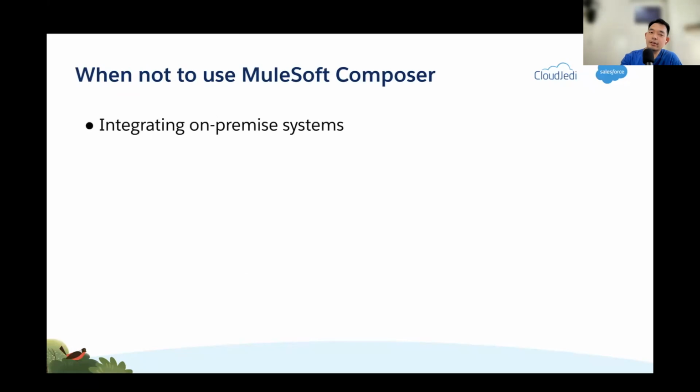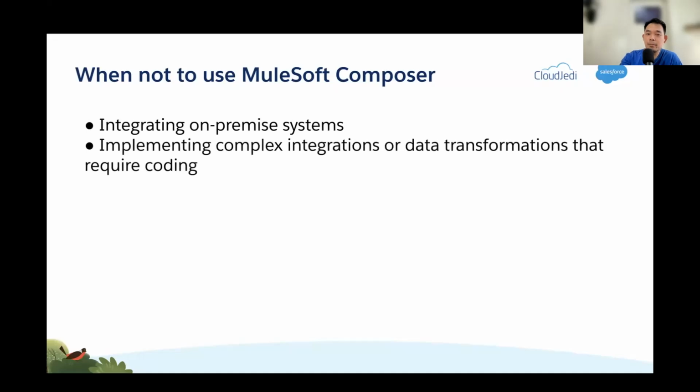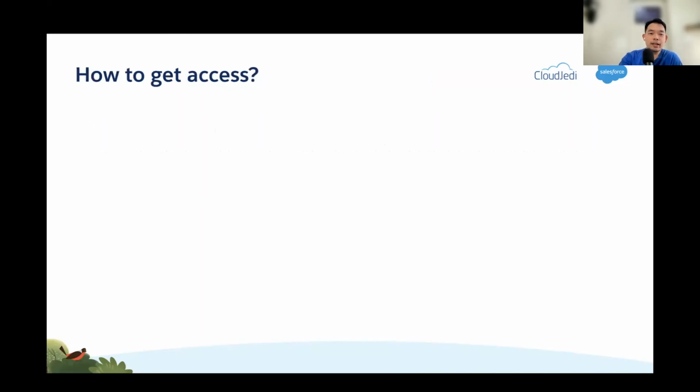Whenever you need to integrate with on-premise systems, it's not something that's the best tool for the job. Implementing complex integrations or data transformation that require coding. So there's no option to actually do complex data transformations here. And high volume, bulk ETL data transfer. So, and then the question is, how do you get access?